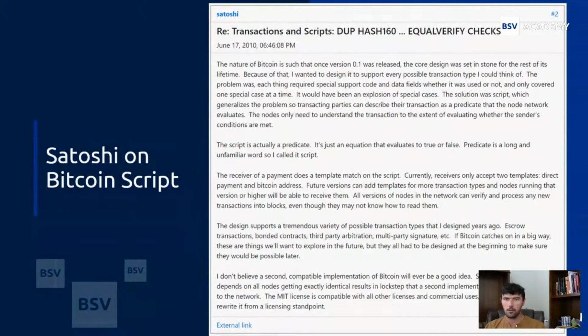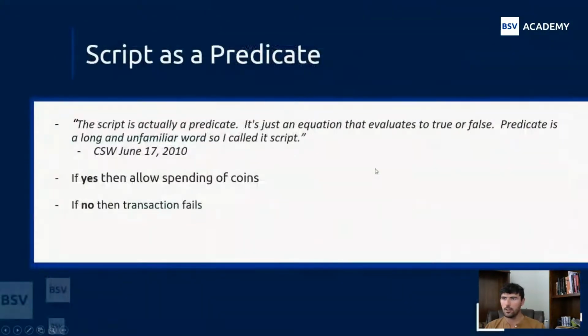The other piece that's very relevant to us, which I think I put on the next screen here, is that the script is actually a predicate. So it's just an equation that evaluates to true or false. But since he says that predicate is a long, unfamiliar word, he called it script. And so this is actually quite simple. So even if you aren't familiar with what a predicate is, it's quite simple. If the equation evaluates to true, then we will allow spending of the coins. And if the equation evaluates to no, then the transaction will fail and the coins cannot be spent.